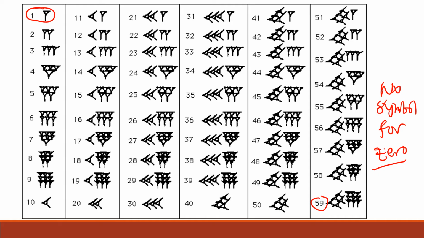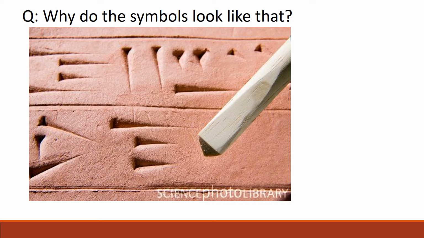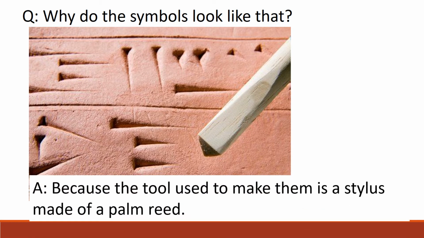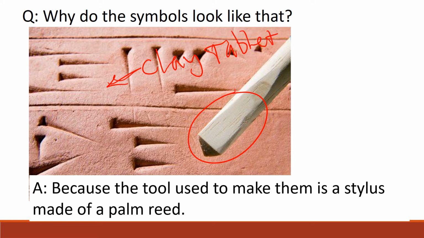Look at these strange looking symbols. Why do you suppose they look like that? Well, it's because of the tool they used. It's called a stylus, and it was made of a palm reed. And this is a clay tablet, the first iPad. They would press the tip of the stylus into the clay, making the shape.